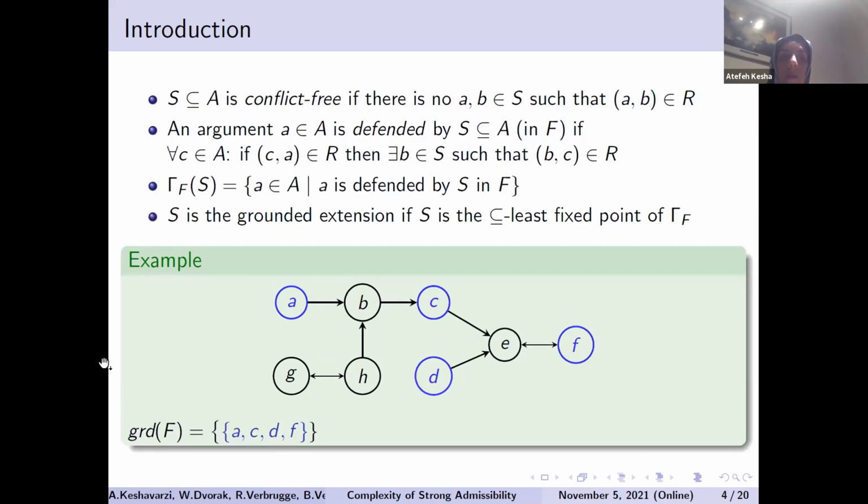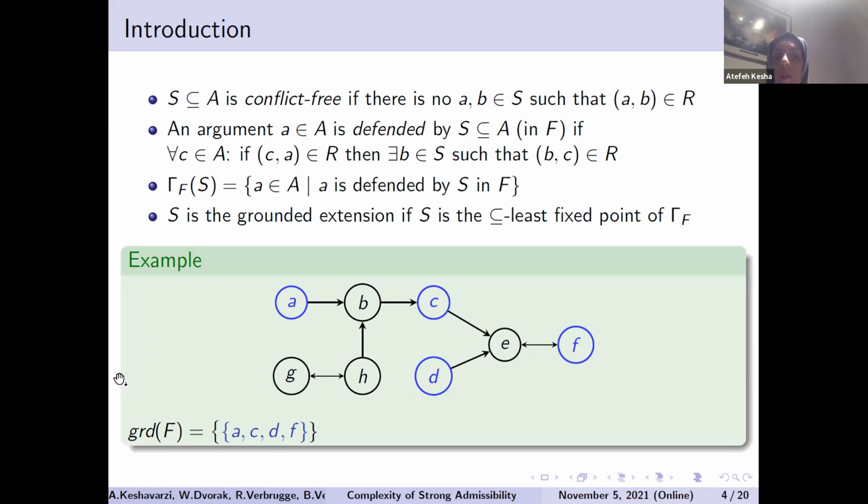Here you see the formal definition of grounded extension. I'm not going to present the formal definition, but the intuition behind the grounded extension is that it collects all the arguments which are unattacked and the ones that can be defended by these arguments. For instance, the grounded extension of this AF contains A, C, D, and F.